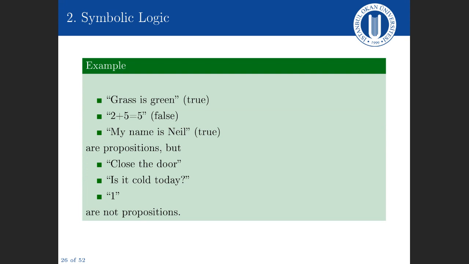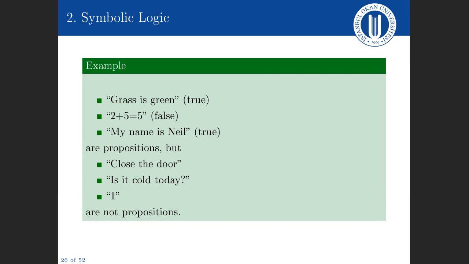For example, grass is green. This is a proposition. It's a true proposition. 2 plus 5 is equal to 5. This is a proposition. This is a false proposition. My name is Neil. This is a true proposition.